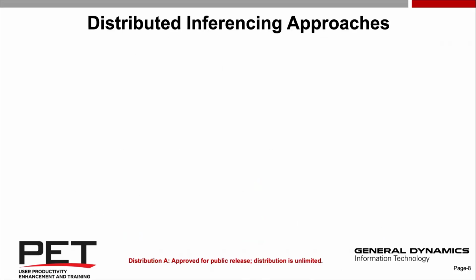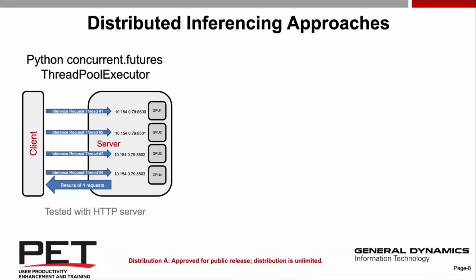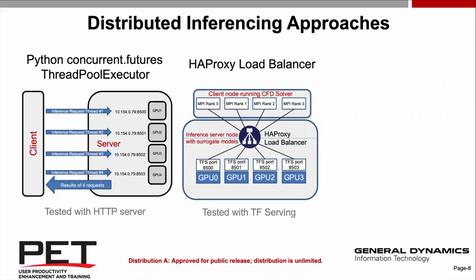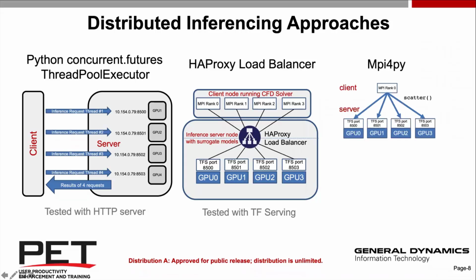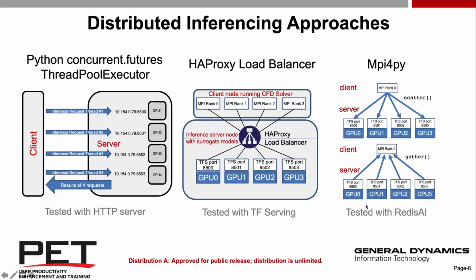In order to be able to scale out on a system such as Summit, we investigated various ways of distributing the workloads, using something as simple as a Python thread pool. We used this with our HTTP server. We also used the HAProxy load balancer, which we tested with TensorFlow Serving. And finally, we used MPI for Py, where we can do a scatter and gather. This is what we used with RedisAI.